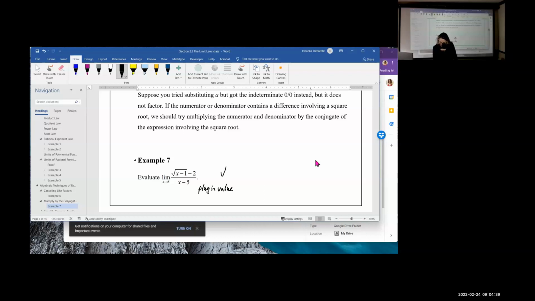So the first thing we do is we plug in the 5, and we get 5 minus 1 minus 2 over 5 minus 5, which leads to the square root of 4 minus 2 over 0, which leads to 2 minus 2 over 0, which of course gives us 0 over 0. So this means this method didn't work. This is an indeterminate result. It means that the function is not defined there. Either you have a hole or you have a break in the graph of some kind, but it definitely is not defined at that point, okay?